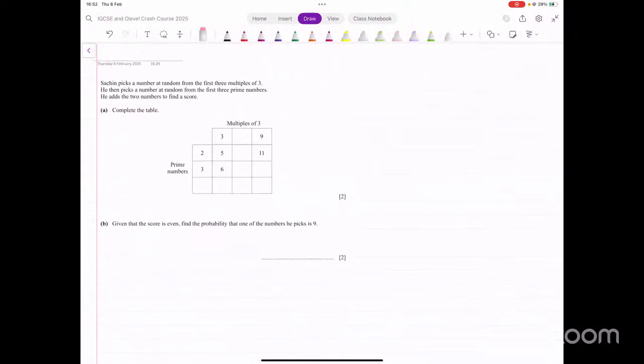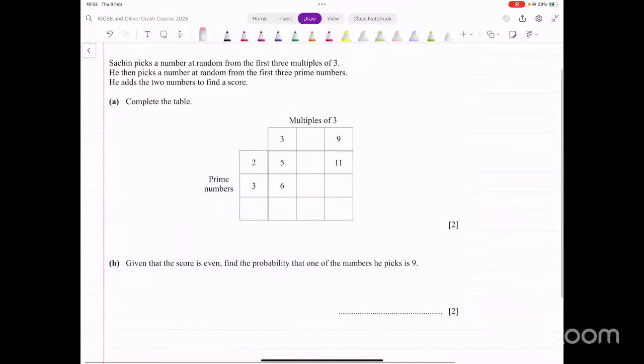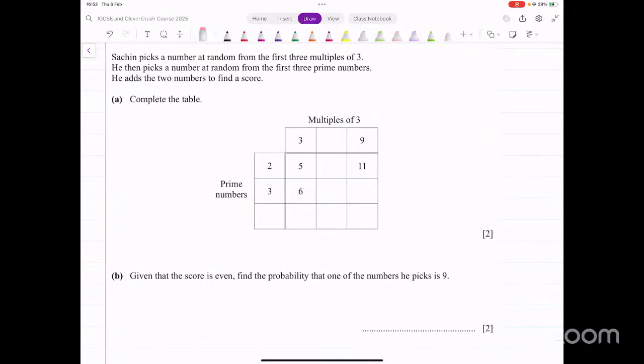So now let's say we've got this example. Sachin picks a number at random from the first three multiples of 3. He then picks a number at random from the first three prime numbers. He adds the two numbers to find a score. We have to complete this table. Okay, let's think about this now.